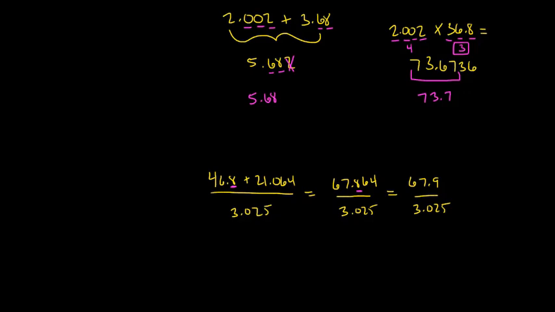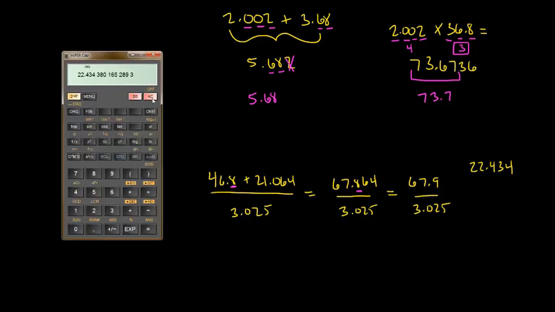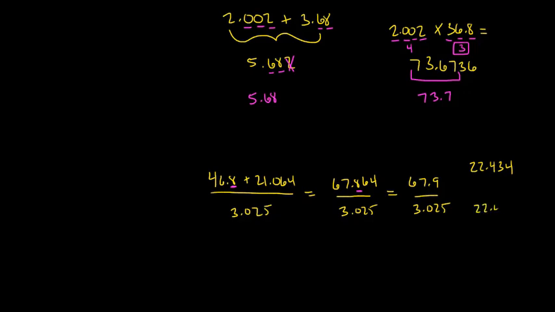If you do everything in your calculator at one time, you end up with the answer 22.434. If, however, you do the calculation in two separate steps, so we had the 67.9, which was the answer from the first addition calculation, divided by 3.025, in this case it equals 22.446. So you can see how you can easily get either of these two answers.